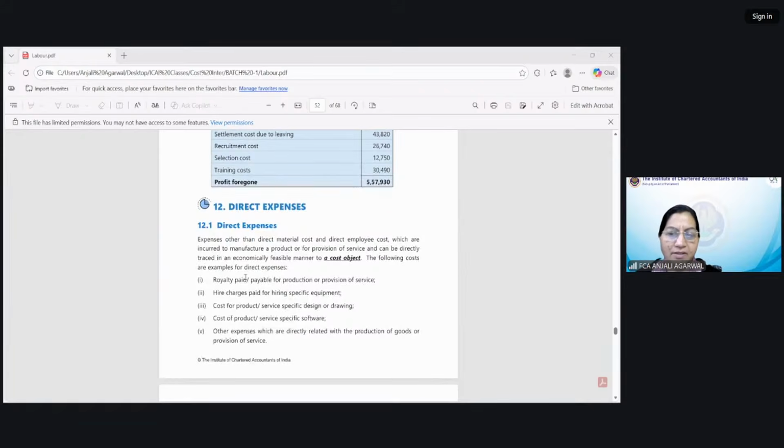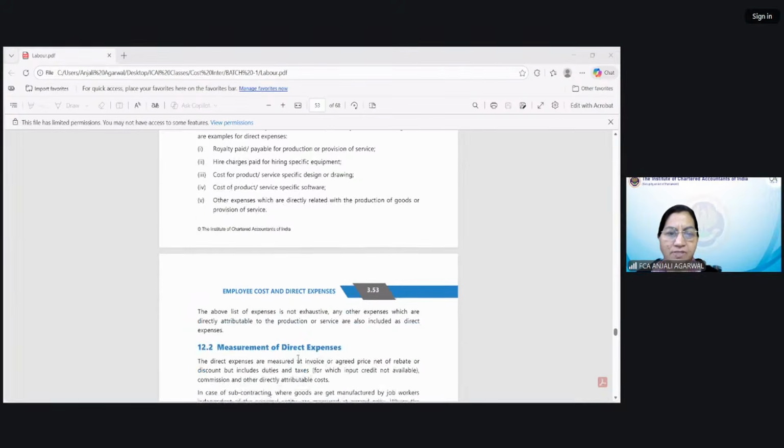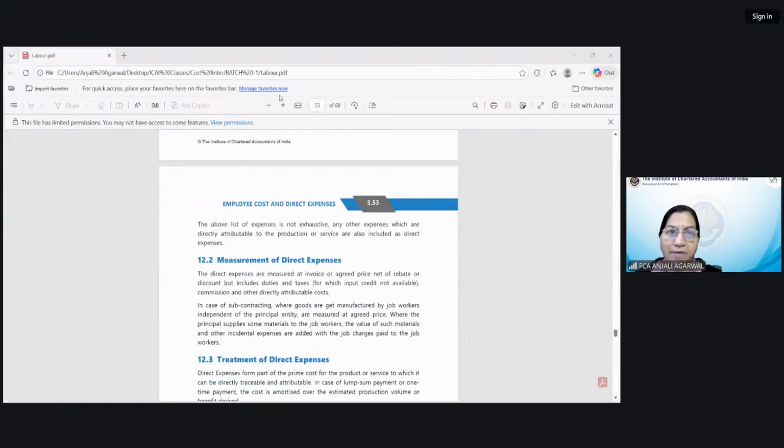Like royalty paid, they are not material, they are not labor, but they are direct cost. If a specific equipment is required for a particular product manufacturing and you get it on hire, like a crane or anything, that's hire charges, that is a direct expense. Cost for a product or service which is specific, like a drawing or a rough draft or a prototype, that is a direct cost. Specific software, that's a direct cost. Any other expense which is directly related with the production of goods or services. So these are a part of the prime cost. Remember that.